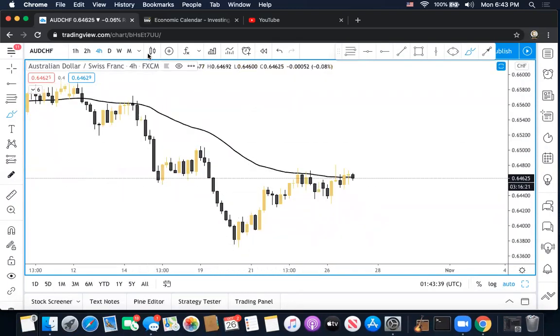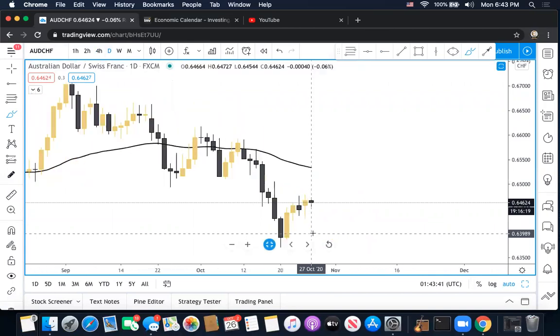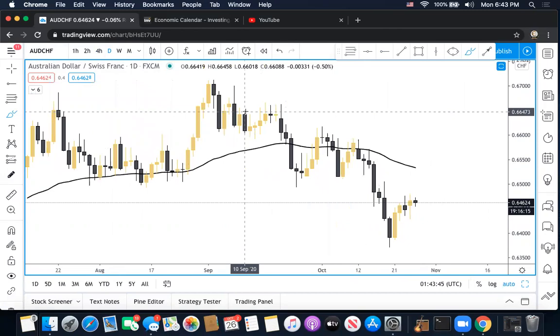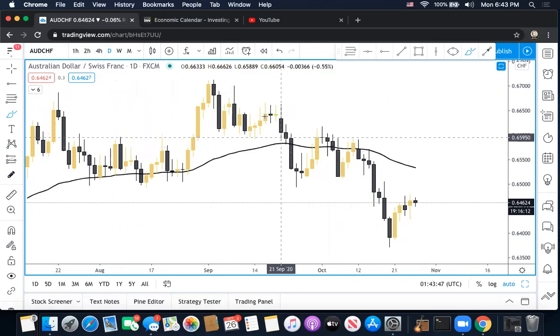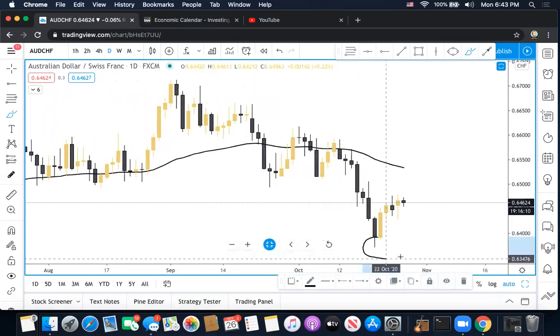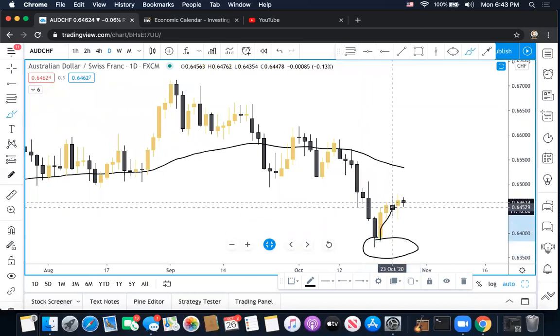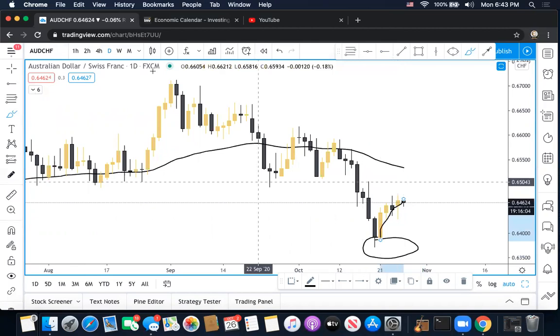AUD CHF. So looking at this on the daily, we see that the market pushed down after this strong downtrend. The market pushed down and made lows right here, and then we slowly start to see a bullish rally up to the upside. All right, looking at it on the 4-hour.